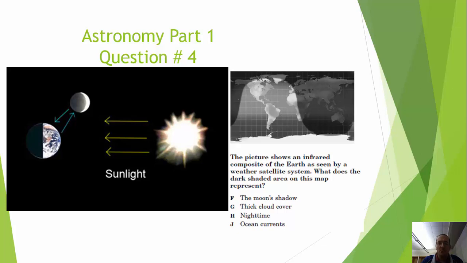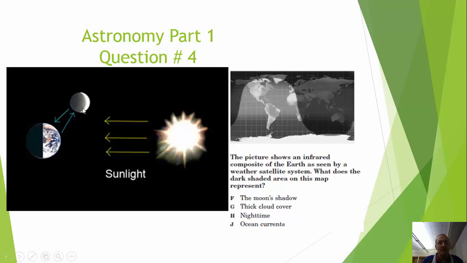The picture shows an infrared composite of the Earth as seen by a weather satellite system. What does the dark shaded area of the map represent? In order to look at this, first of all, infrared is going to represent heat signature. So let's look at this picture over here to answer some of these basic questions. First of all, objects in the solar system are going to be lit up by the sun by a total of 50%. Even though we're only seeing a small portion of the moon right here in a crescent form, it's still being lit up by a total of 50%. This is just our appearance.